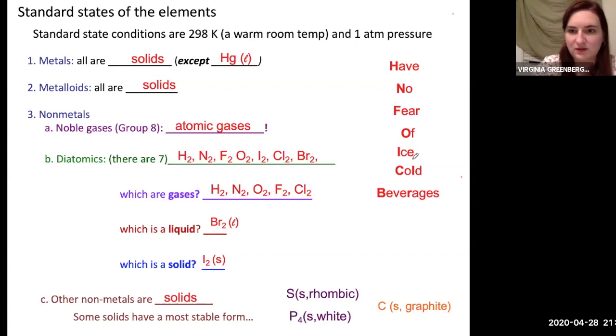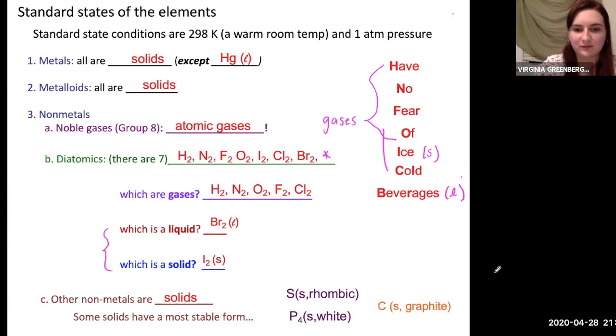And then what we see here is that most of these are gases in their standard states. Iodine, which corresponds to the word ice, is a solid in its standard state. And beverages, corresponding to bromine, is liquid. So this expression can help you remember what these 7 diatomics are but then also help you remember which are our solid and liquid diatomics.